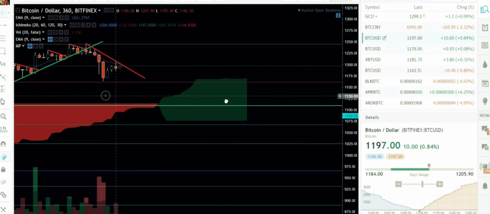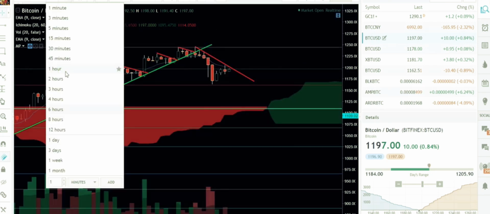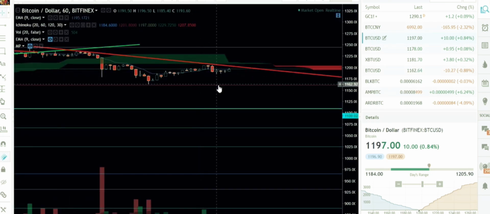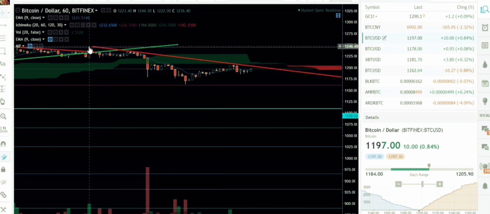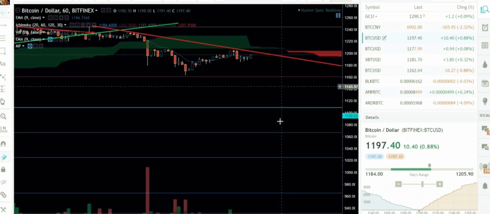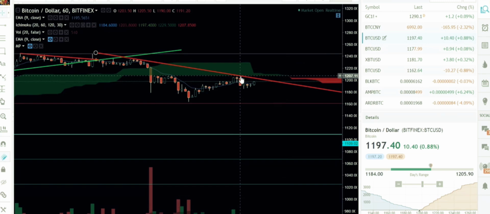Because we've already clarified here on the hourly that this thing's having trouble getting past this point. Okay, we made a high up here, we made another couple highs, and then we just dropped. So when we dropped below the hourly cloud, we came up here, we tagged the bottom of the hourly cloud and established another downtrending resistance point right here. So right now it looks like we're trying for it again.